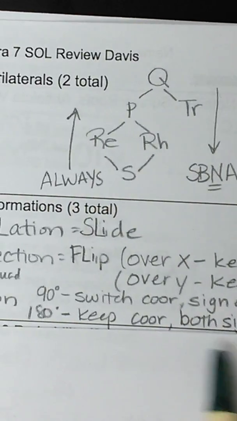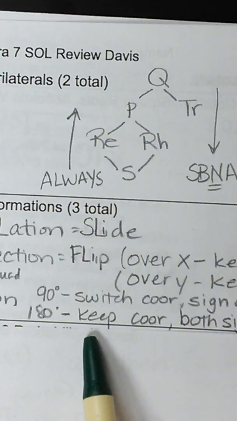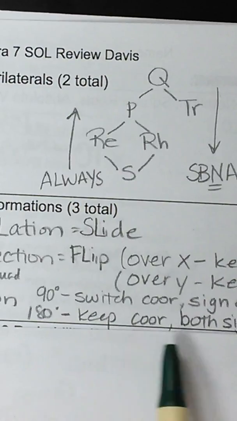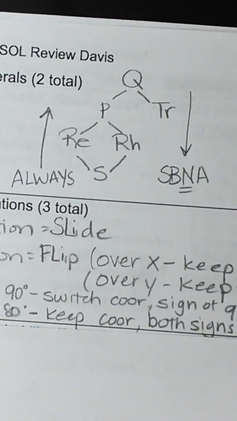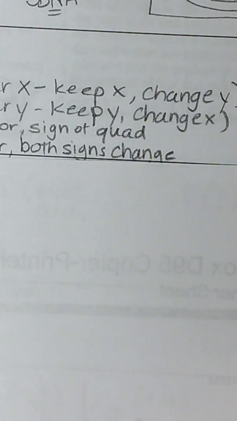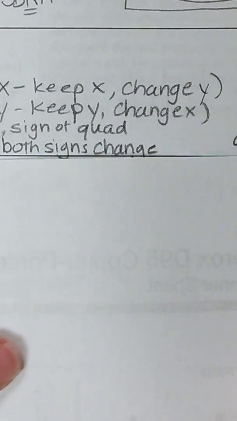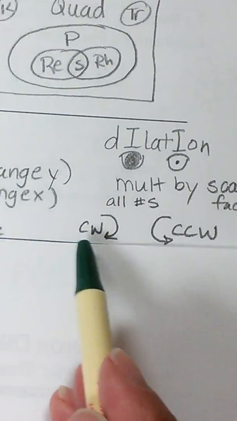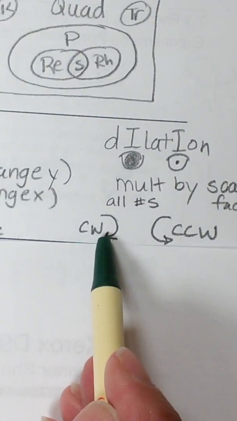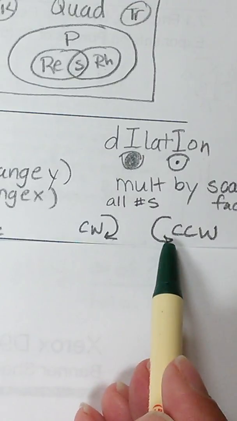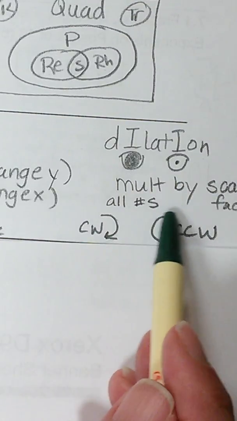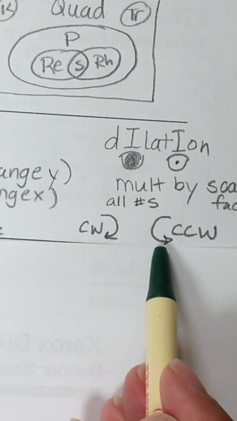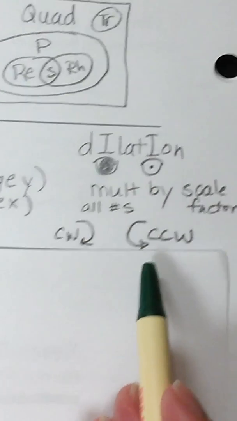90 degrees, switch their coordinates, sign of the quad. 180, keep the coordinates, and both signs change. Down here, you can see clockwise means to go this way, and counterclockwise means to go this way. Like a clock goes clockwise, or opposite how the clock goes, that's counterclockwise.